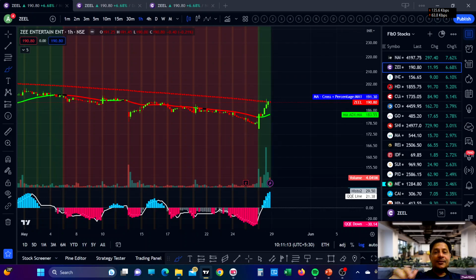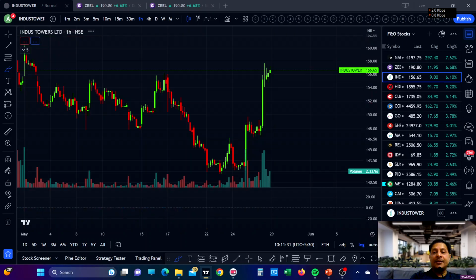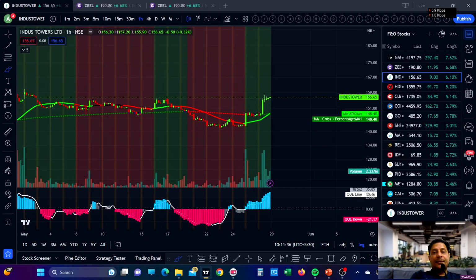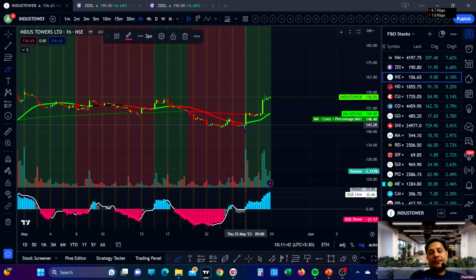200 EMA is very important in trading because that's assumed to be a measurement, a thermometer of the stock market, I would say, which tells you whether the stock is trading in an uptrend or a downtrend. Now here it is exactly at the 200 EMA, which does not give me any confidence to trade into the Zee Entertainment, right?